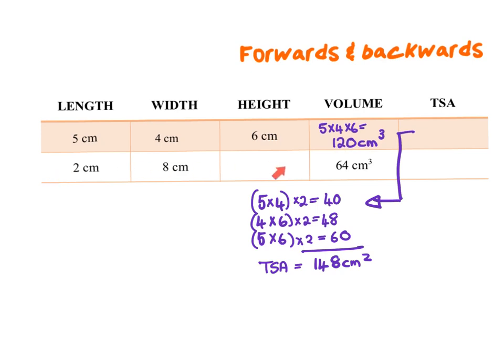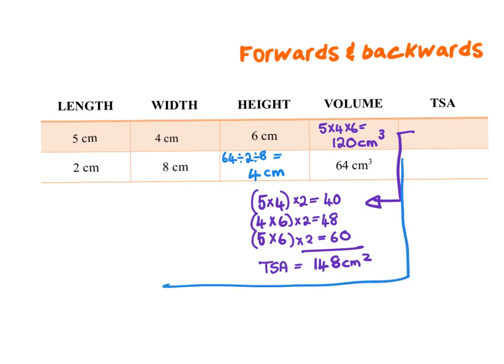Now let's do this process backwards when the volume is given. So in this case, we know that the 3 numbers multiplied together must give me 64, but only 2 of the numbers were given. So when I work backwards, I can just say 64 divided by 2 divided by 8. And this will give me a height or depth of 4 centimeters. Now that I have that answer, I can go and calculate the TSA.